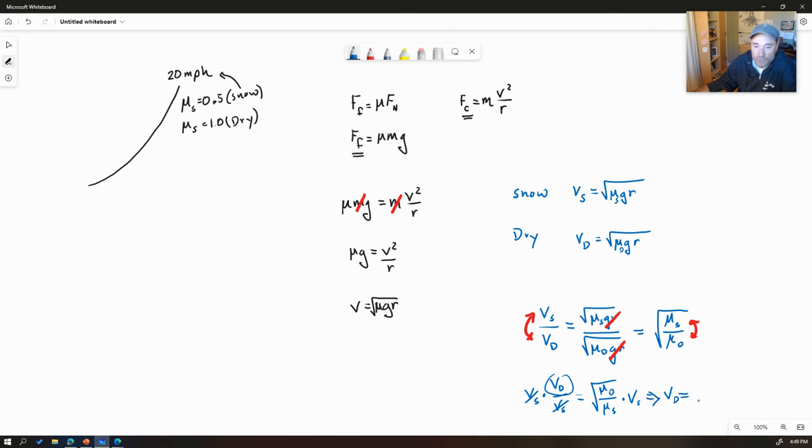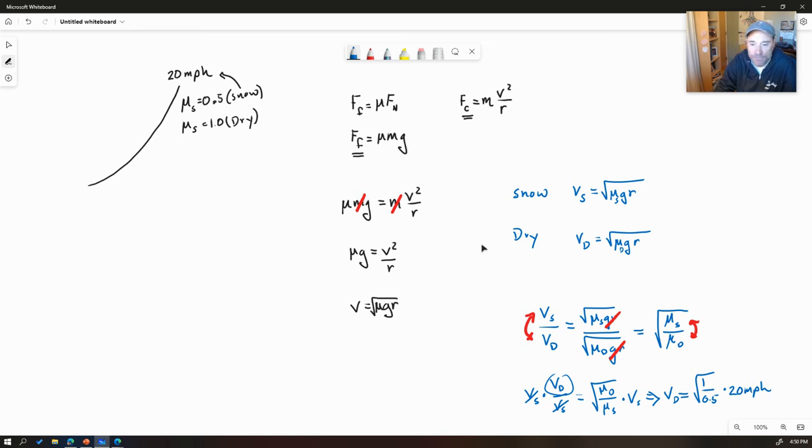is equal to the square root of dry, so this is 1, divided by 0.5, right, times 20 miles per hour. And 1 divided by 0.5 is 2, so this is the square root of 2 times 20. And so I'll go ahead and do that right now. So the square root of 2 times 20 gives me 28 miles per hour.